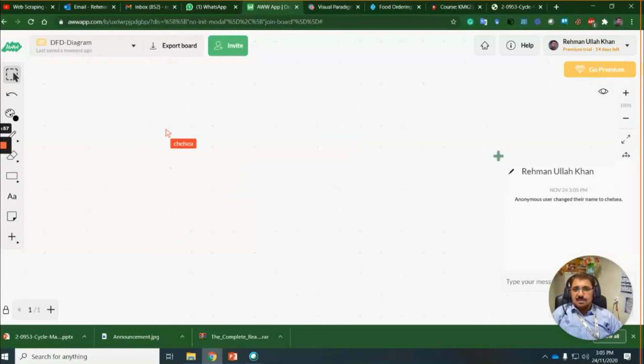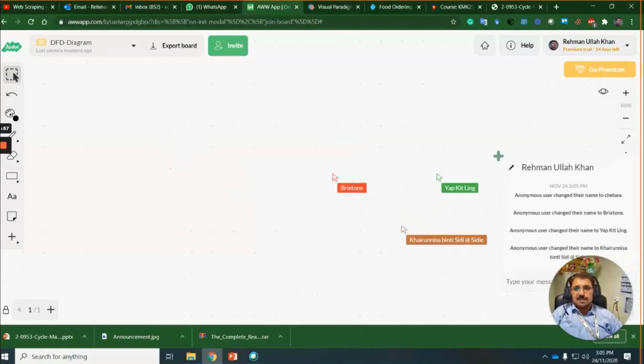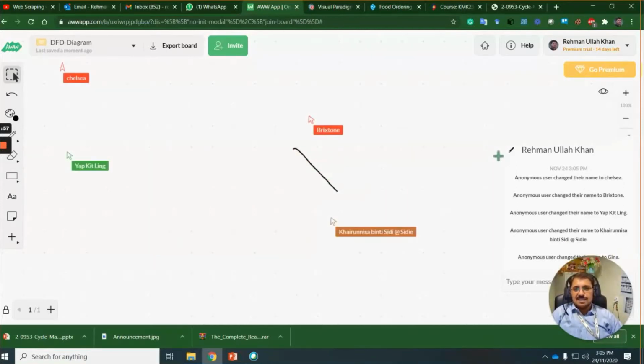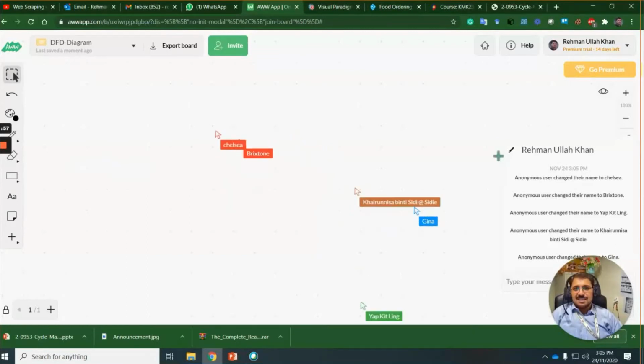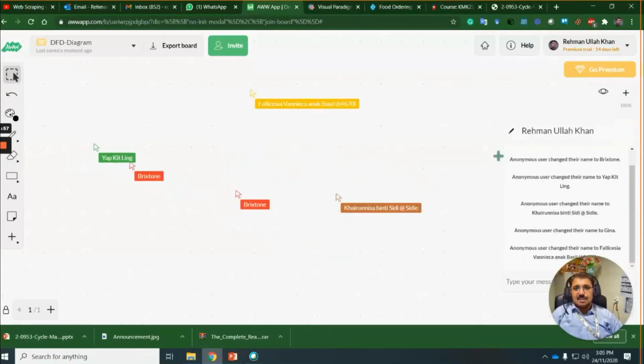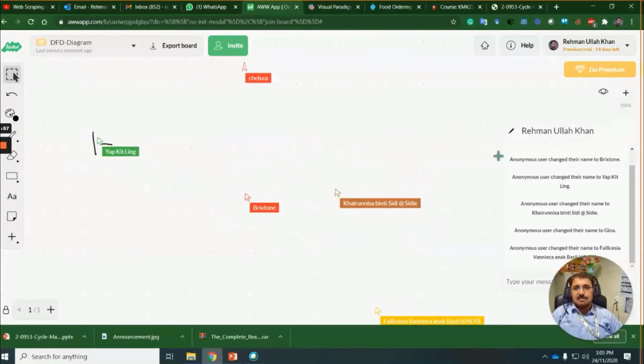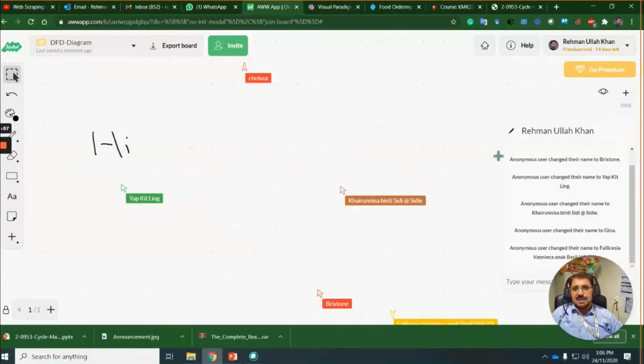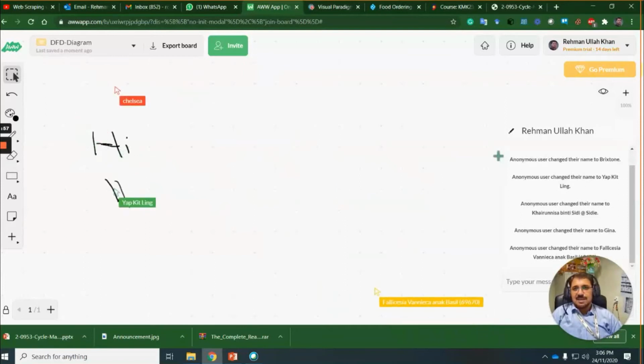Wow, a collaborative system. All of you can work together. It's quite nice. Let's see if it is working or not. You can see some drawing? I can't see any drawing. Yeah, here I saw some drawing.